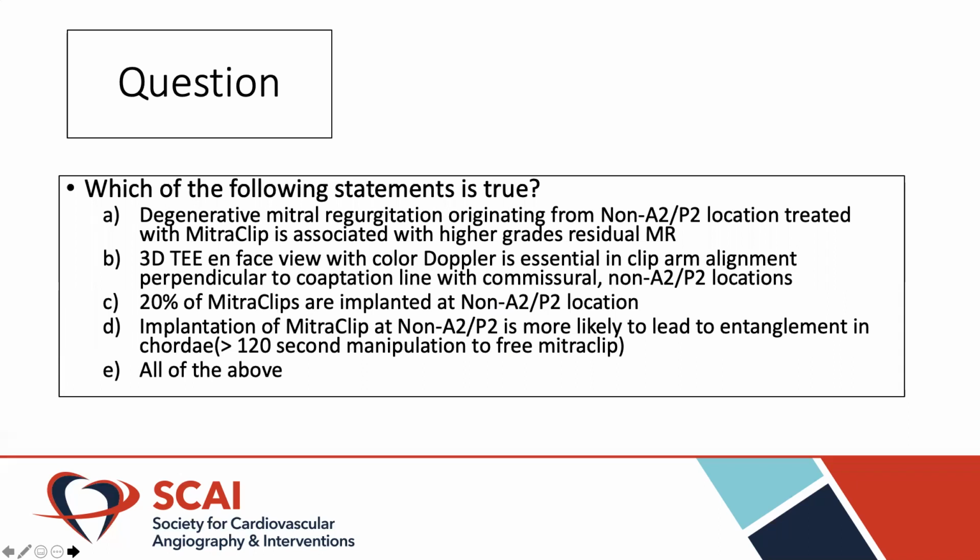This is a question for review of what we've looked at today. Which of the following statements is true? A, degenerative mitral regurgitation originating from non-A2P2 location treated with MitraClip is associated with high grades of residual MR. B, 3D en face view with color Doppler is essential in clip arm alignment perpendicular to the coaptation line in commissural non-A2P2 locations. C, 20% of MitraClips are implanted at non-A2P2 location. D, implantation of MitraClip at non-A2P2 is more likely to lead to entanglement in the chordae, defined as greater than one manipulation to free the MitraClip.